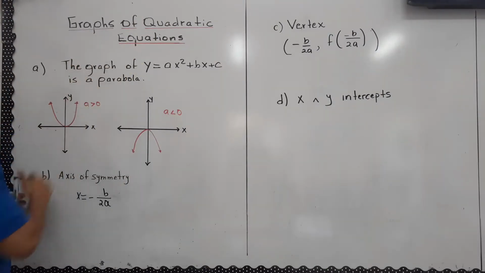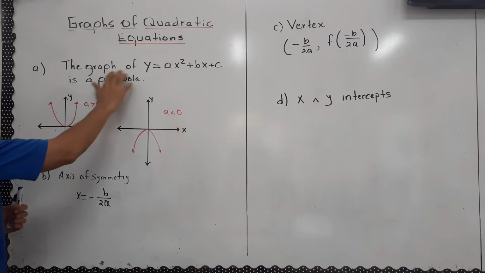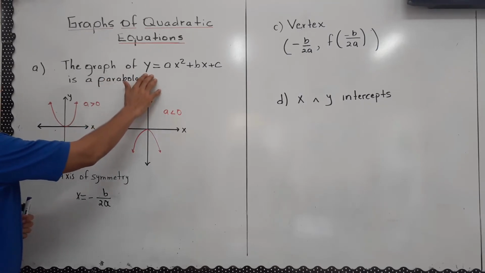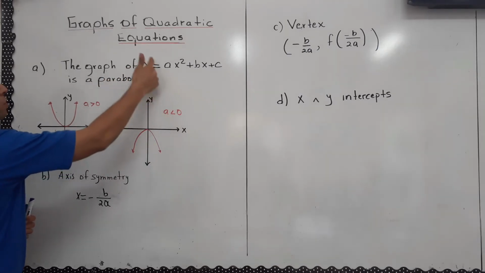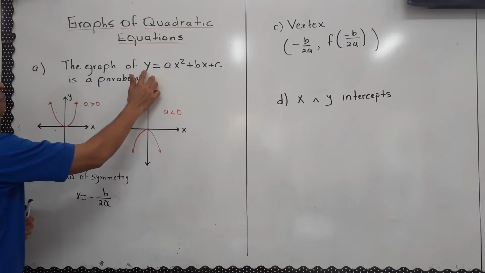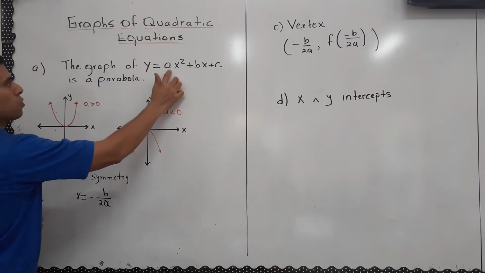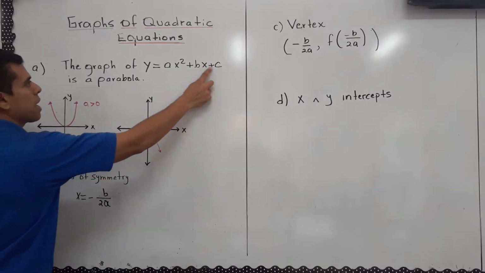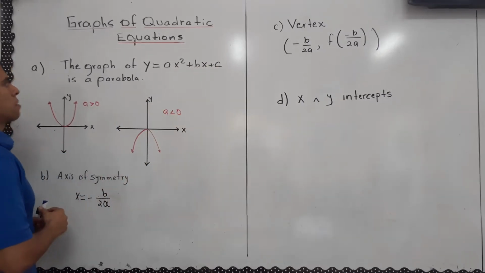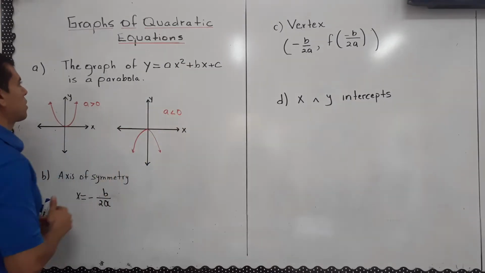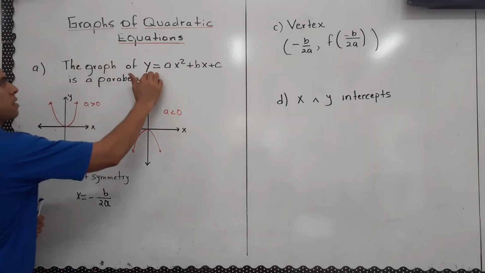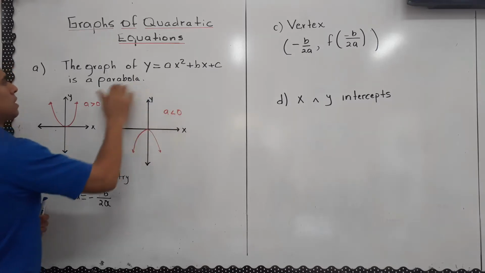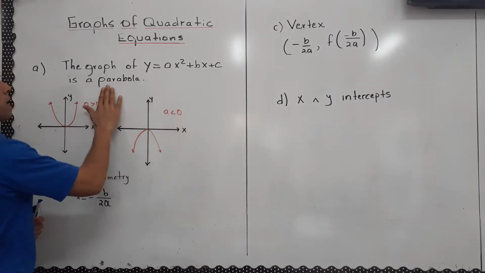Graphs of quadratic equations. For graphing quadratic equations, we are going to have some conditions. Here the graph of y, this is a function, or you can have f of x too. y is equal to ax squared plus bx plus c. So a, b, and c can be replaced by numbers. In the examples, you're going to see that. And the graph of this function is going to be a parabola.